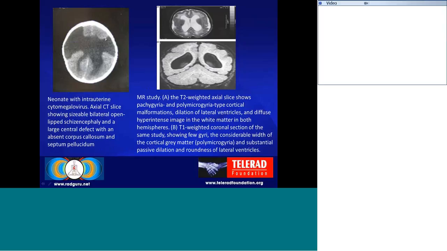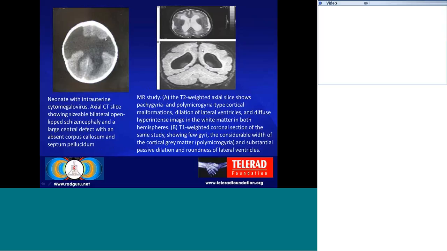So this is a patient who is a neonate. We can see that there is a bilateral open lip schizencephaly communicating with the ventricles. There's also absence of the septum pellucidum and corpus callosum, and there's a large central defect.